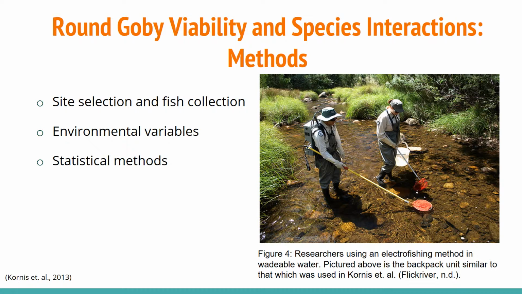Some environmental variables such as watershed area, watershed slope, watershed soil permeability, average July air temperature, base flow index, and stream gradient were measured using a geographical information system database. A couple of statistical tests were used to analyze the data collected.